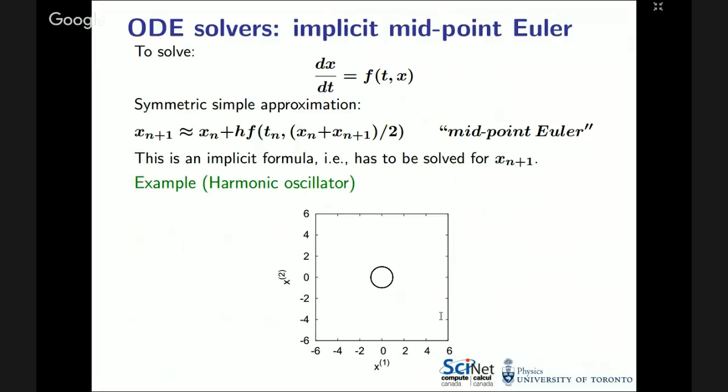So this is easy to show here, but it's kind of generically true. The midpoint Euler tends to be stable, but in general we'd have to solve it for xn plus 1. So it's not as nice as just stepping forward.